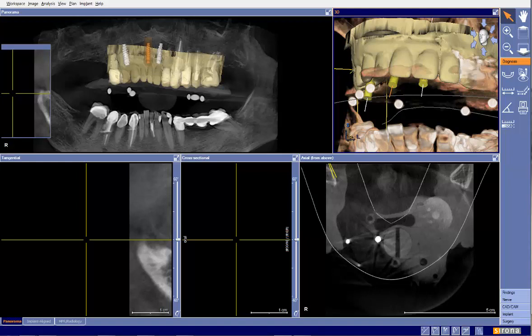I would like to place the implants in site number 5 and then either site number 8 or 9. Let me know your thoughts.